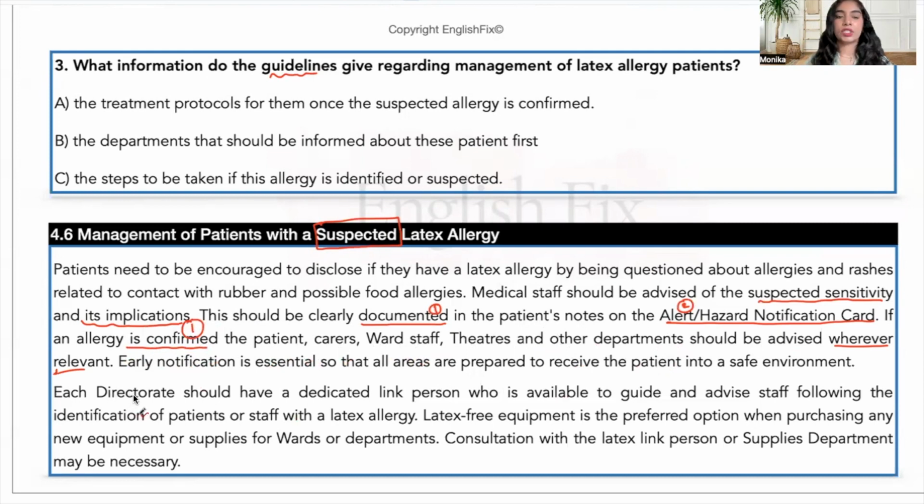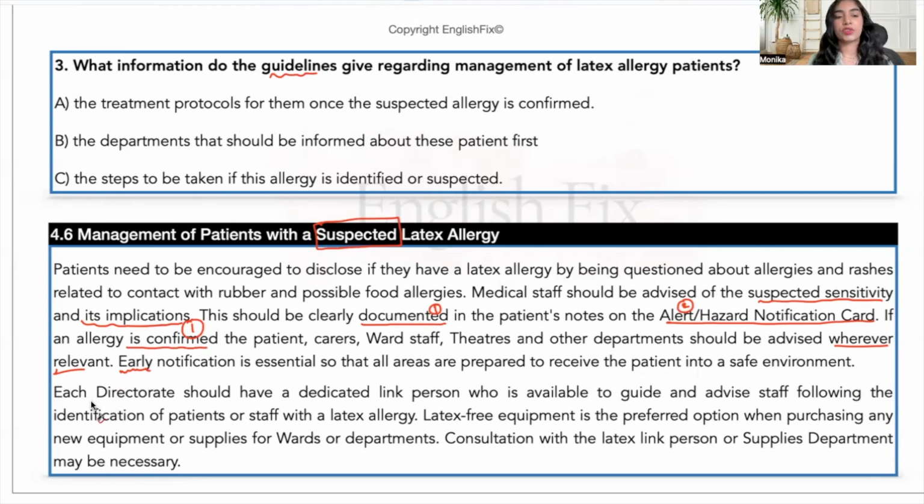Then early notification, early, that means early on, earlier than usual, is essential. It's important so that all areas are prepared to receive the patient into a safe environment. So you need to inform whoever is responsible, whichever area is relevant, and it's very important to inform them as soon as possible so that they are prepared to receive the patient into a safe environment and can make the necessary arrangements.